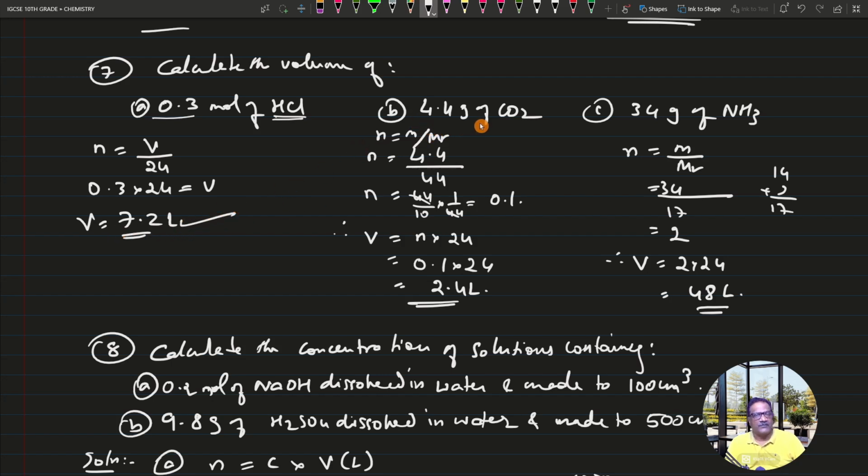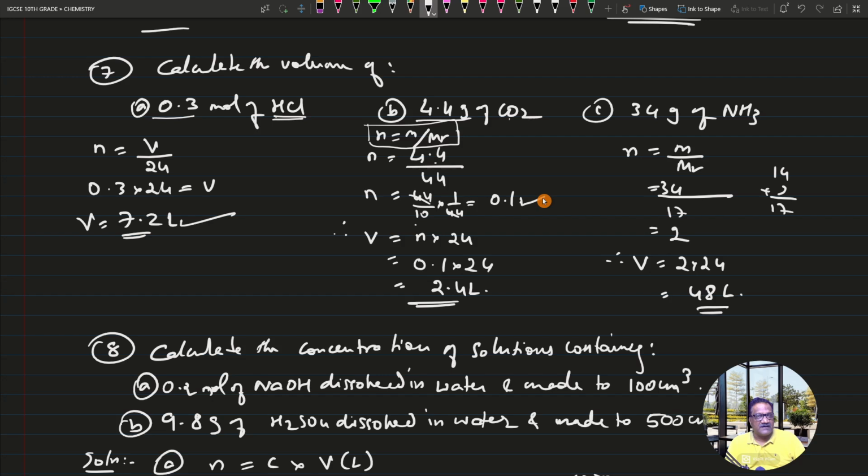B is 4.4 grams of carbon dioxide. Now this is 4.4 gram. So here you are going to use this formula, N is equal to M upon Mr. M will be 4.4 and Mr for carbon dioxide is 44. So N will be equal to 4.4 upon 44, which works out to 0.1 mole. So I'll write here 0.1 mole.